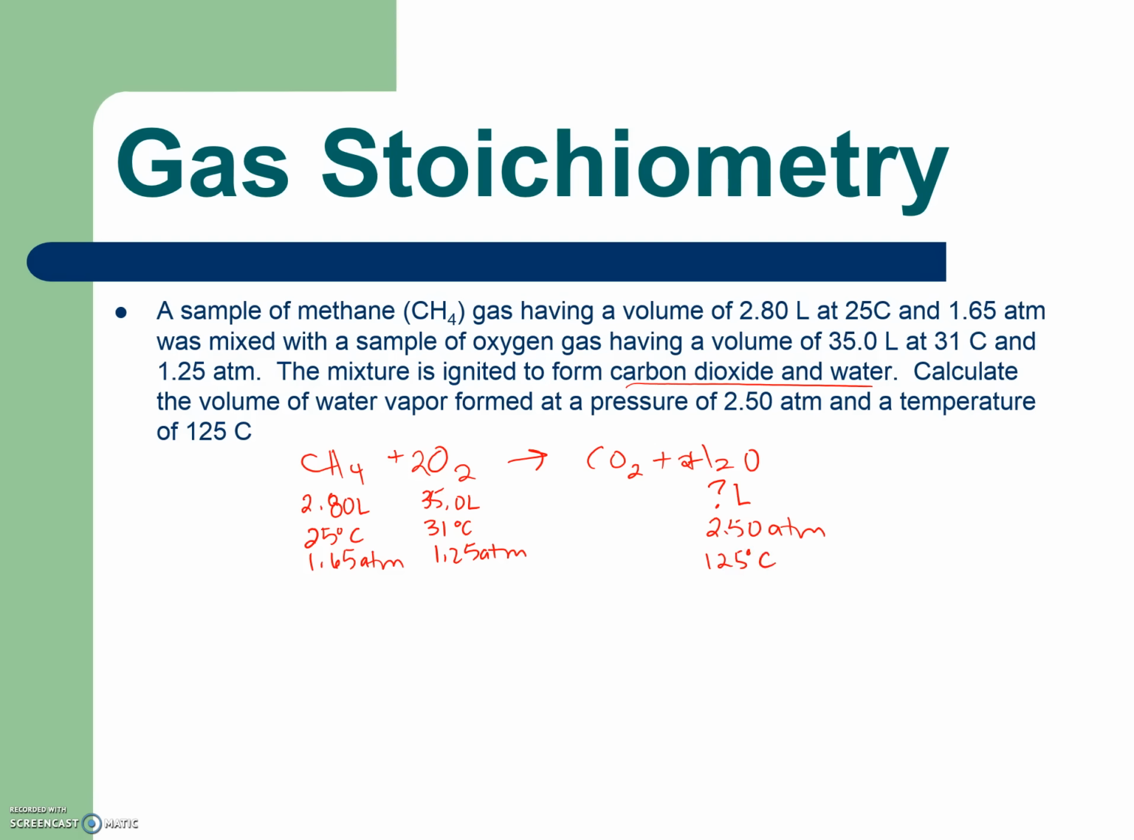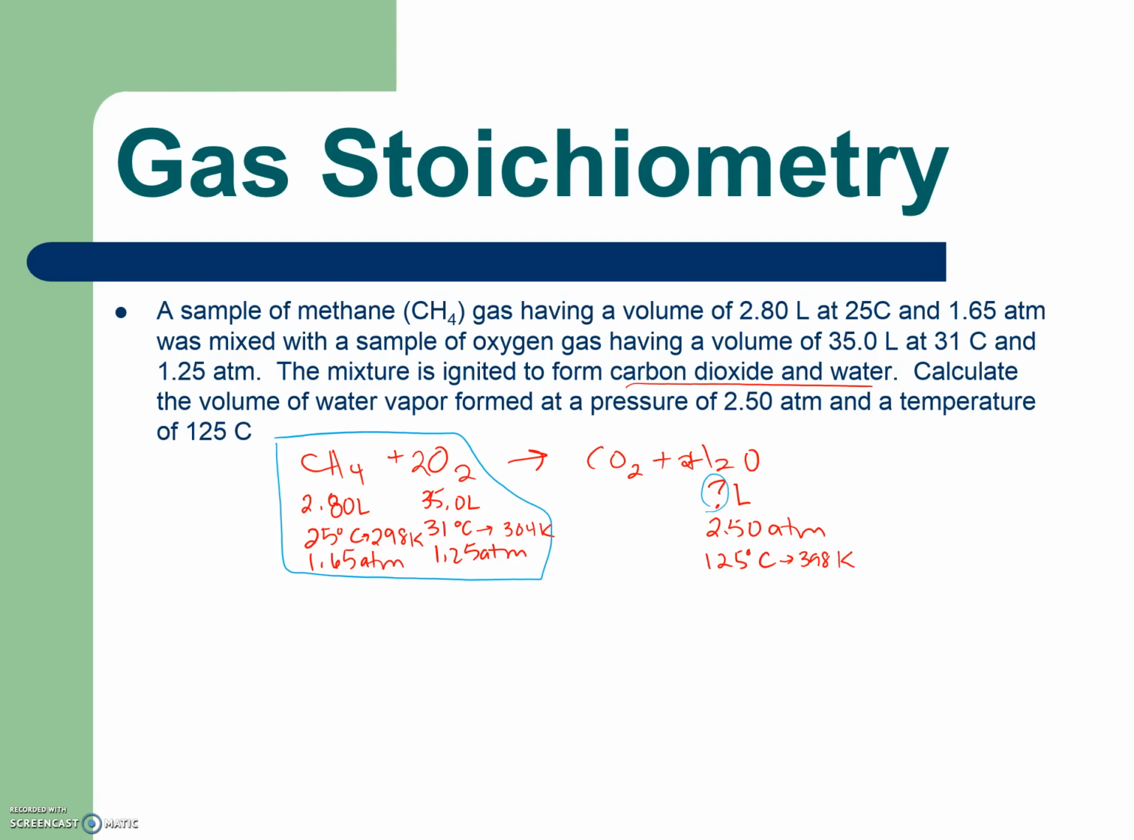Before I even tackle this problem, I want to make these into Kelvin. So this is going to be plus 273, so I have 298 Kelvin. I have 304 Kelvin. And I have 125 plus the 273, which gives me 398 Kelvin. So I'm reacting these two here. And then I want to know how much of this I produce.